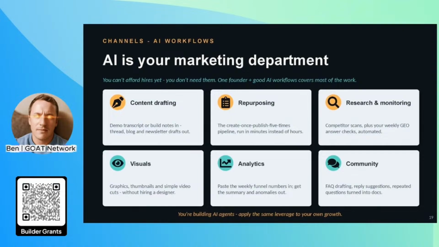This is the stuff that you want to hand over to AI. So content that needs drafting, feed it a demo transcript or feed it your build notes. When I say it, I mean LLM. You'll get a thread, you'll get a blog, you'll get a newsletter draft, and you can repurpose, you know, the create once, publish 5 times rule that I mentioned before, that pipeline from the last slide. You can run that in minutes. It doesn't take hours, it takes minutes.